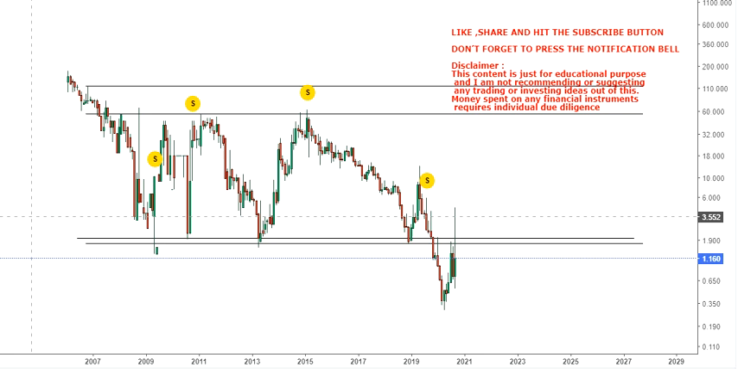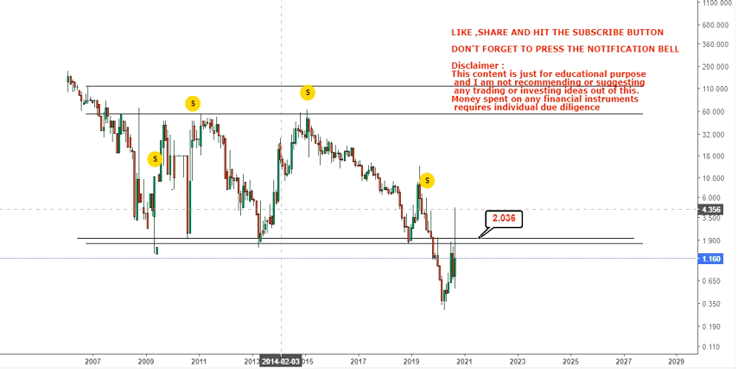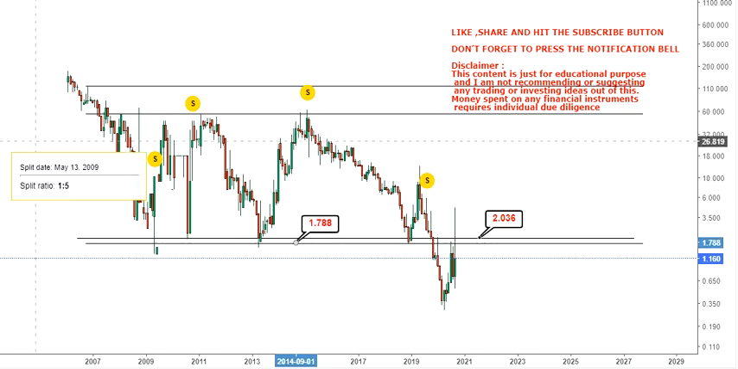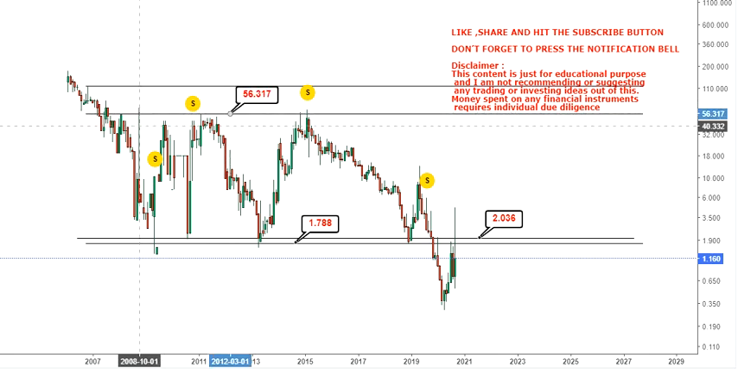Now what you can see here, I have already drawn some support and resistance levels on the upside as well as on the downside. The stock has been consolidating inside the range since 2007, where we have fixed support and resistance. You have your support at $2.03, and we have $1.78 on the lower side, and on the upper side we have our resistance at 56.31.